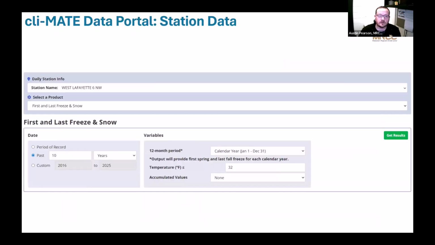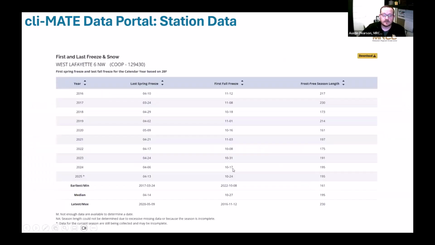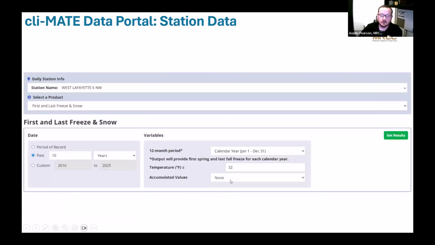But the first product I wanted to show you, if you go to the selected product section, it's called the first and last freeze and snow. And so what I've done with this tool is I wanted to plot the last 10 years of data where we're looking at the calendar year where we get the first spring and last fall freeze for each particular station. You can go in for the station that you've selected and specify your freeze threshold temperature. And if you're curious, you can also accumulate the precipitation or any of those events between the first and last events that's specified during that freeze period.